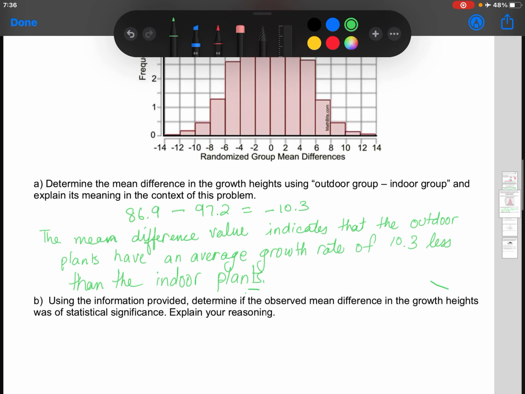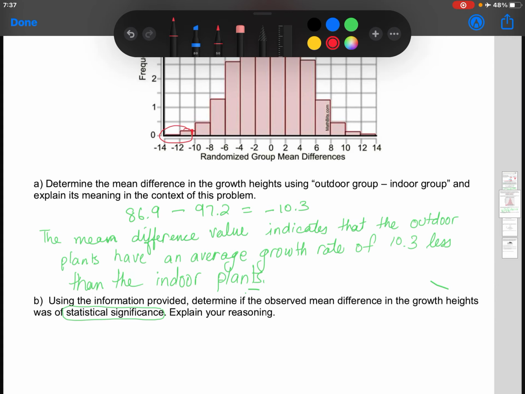So I'm just going to zoom in so that we can see the table, the graph too. Using the information provided, determine if the observed mean differences in the growth heights was of statistical significance. Again, if it's of statistical significance, it is more unlikely to occur, right? So let's see, negative 10.3. Where would negative 10.3 be? Negative 10.3 would lie somewhere here. I'm going to use a different color, right? It's somewhere here.